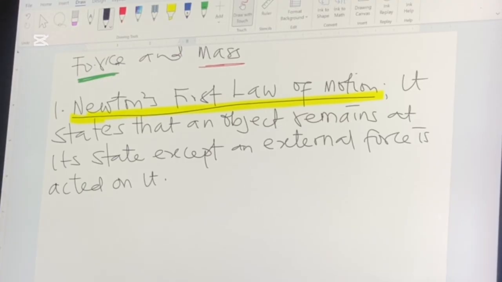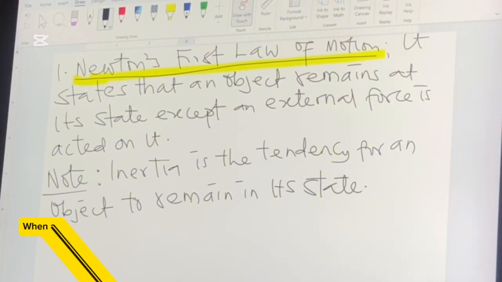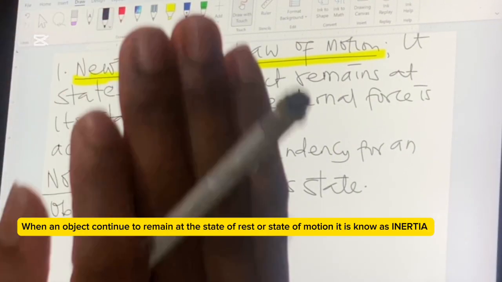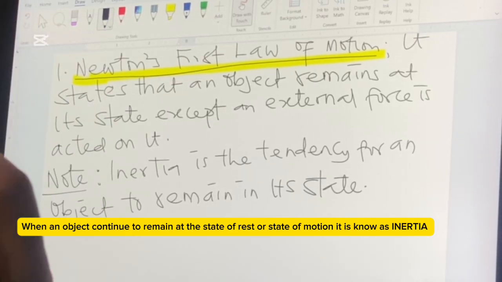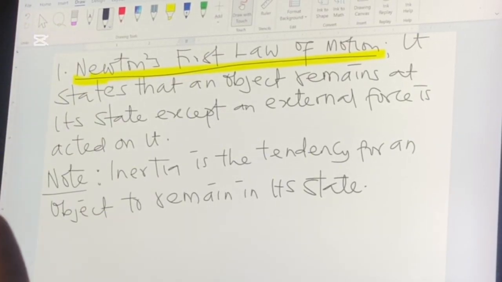Please write. Inertia is the tendency for an object to remain in its state. The object continues to remain at the state of rest, or the object continues to remain at the state of motion. That particular tendency is called inertia. Please take note: in this particular law, there is no mathematical formula. It means that there won't be any solving here.